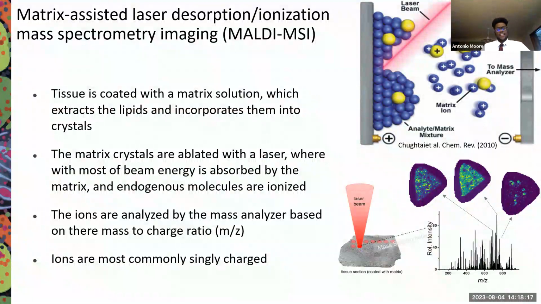The ions are then collected by the mass analyzer and given a mass to charge ratio. The ions are most commonly singly charged, meaning that when we do the mass to charge ratio, it's the mass over 1, which basically just gives us a mass. And with that, we're able to get their chemical formulas.